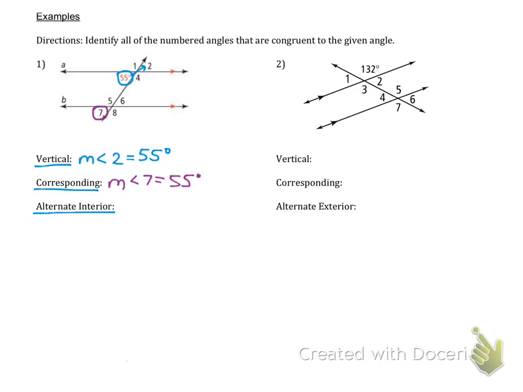Last, which angle is an alternate interior angle with 55? And that would be angle 6. It's on opposite sides of the transversal and they're both on the interior. Alternate interior angles are also congruent, so the measure of angle 6 is also equal to 55 degrees.